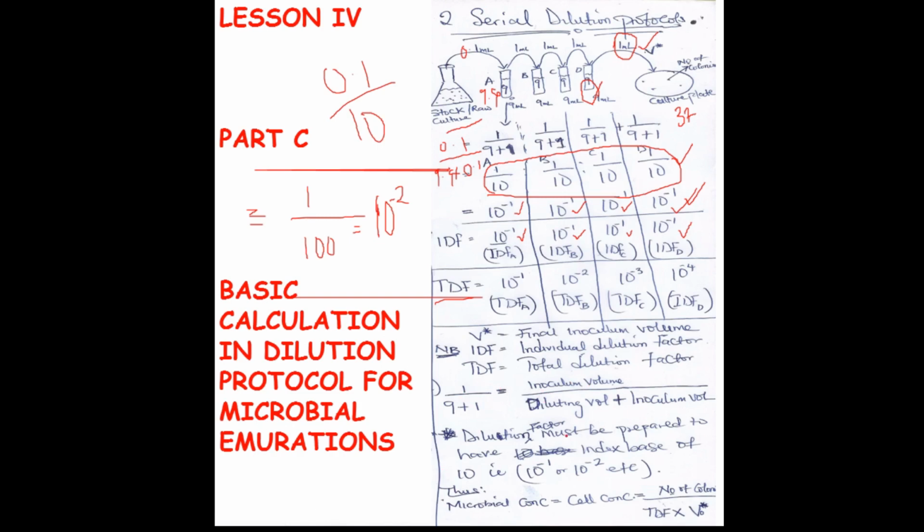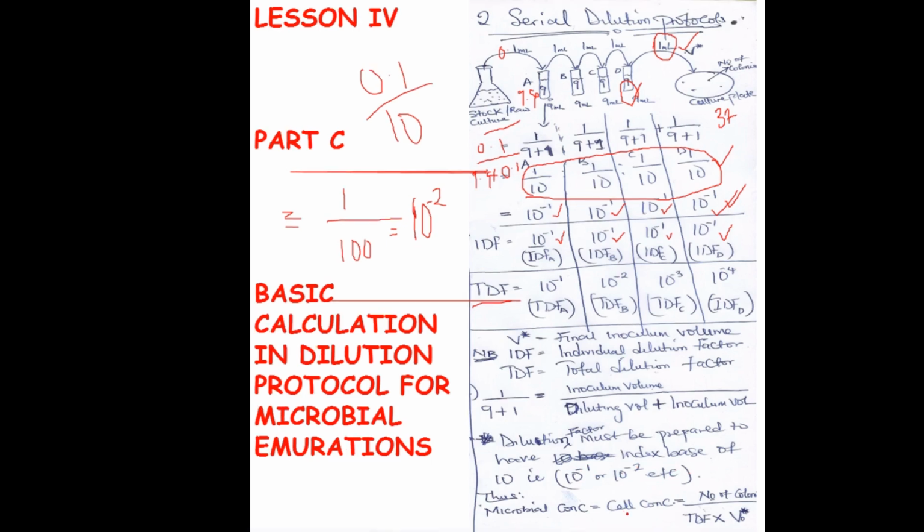That will give you the dilution factor, and the dilution factor must be prepared to have an index base of 10, that is 10 raised to the power minus 1 or minus 2 or minus 3, as the case may be. Microbial concentration equals cell concentration, which is also equal to number of colonies divided by TDF of the one you use for inoculum times the inoculum volume. That is the equation that we are going to use.